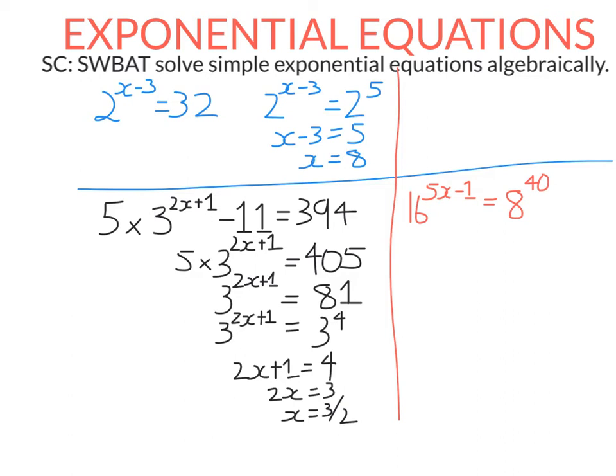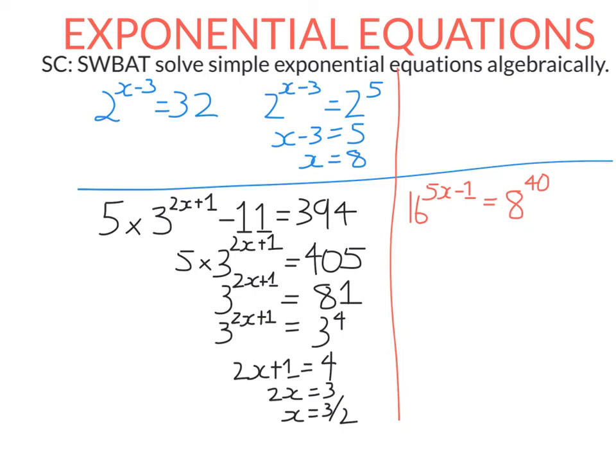So how do we do a question like this? 16 to the power of 5x minus 1 equals 8 to the power of 40. Well, this time we have powers on both sides. But these are different bases, so we can't just equate the powers. We can't just say 5x minus 1 equals 40. What we need to do is write both of these with the same base. Unfortunately, you just have to know that 16 and 8 are both powers of 2.